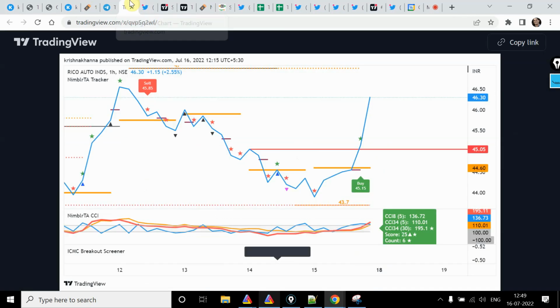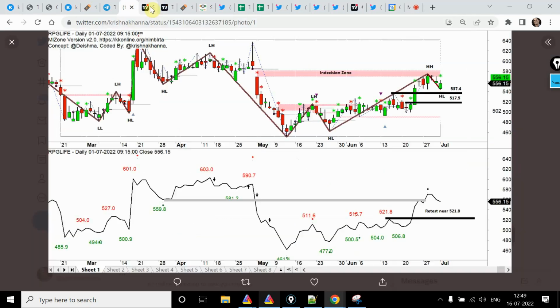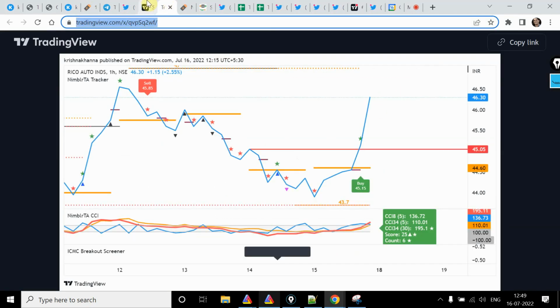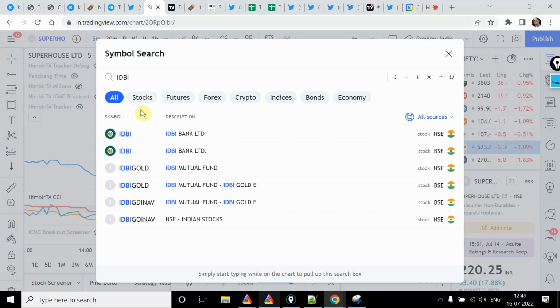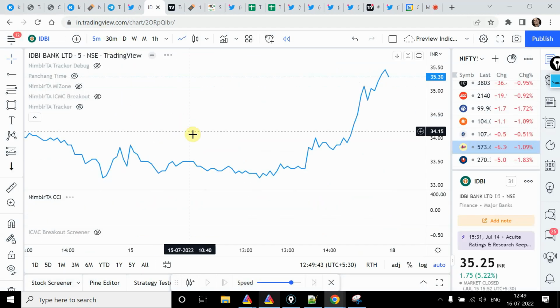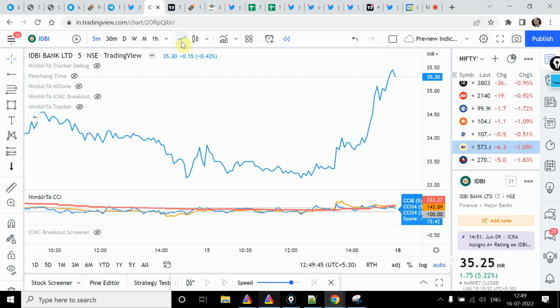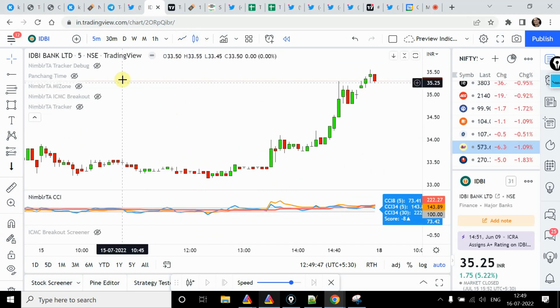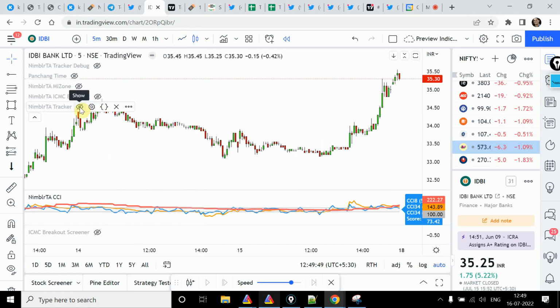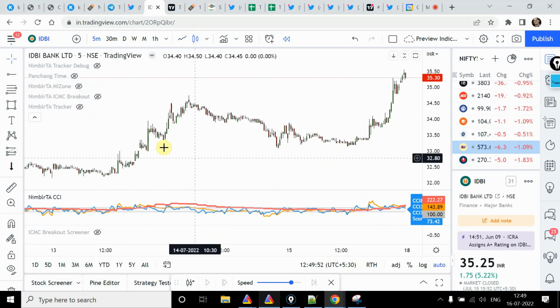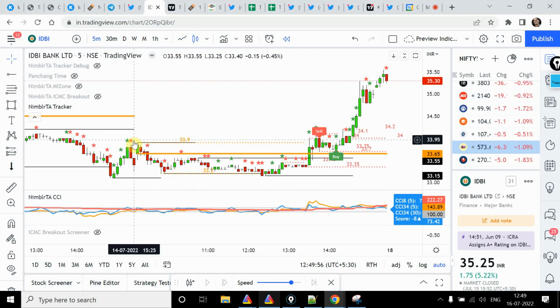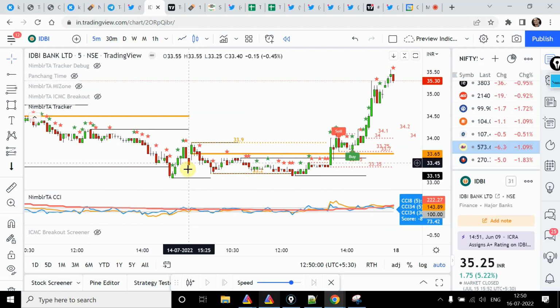So if we check this particular stock, for example, IDBI, and if you enable the values of 5 minutes over here itself, you can see a descending structure over here. Can you notice it? A descending structure like this. So the previous day it has been descending, and the recent day high has been crossed. So that is where you got a buy signal.